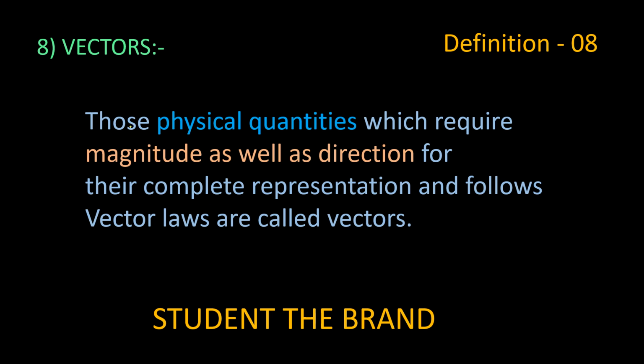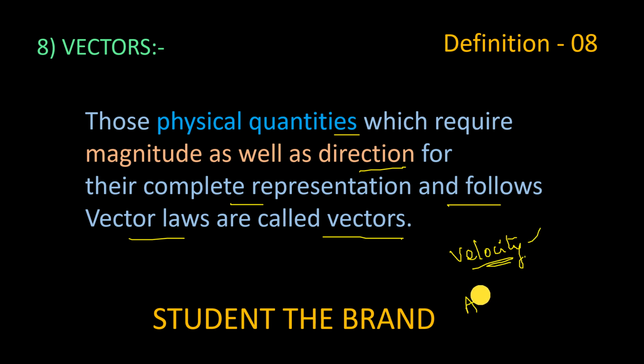Next, vectors. Those physical quantities which require magnitude as well as direction for their complete representation and follow vector law are called vectors. So they have both magnitude and direction. Suppose I take velocity, it has both magnitude and direction. Even acceleration, if you take, has both magnitude and direction.